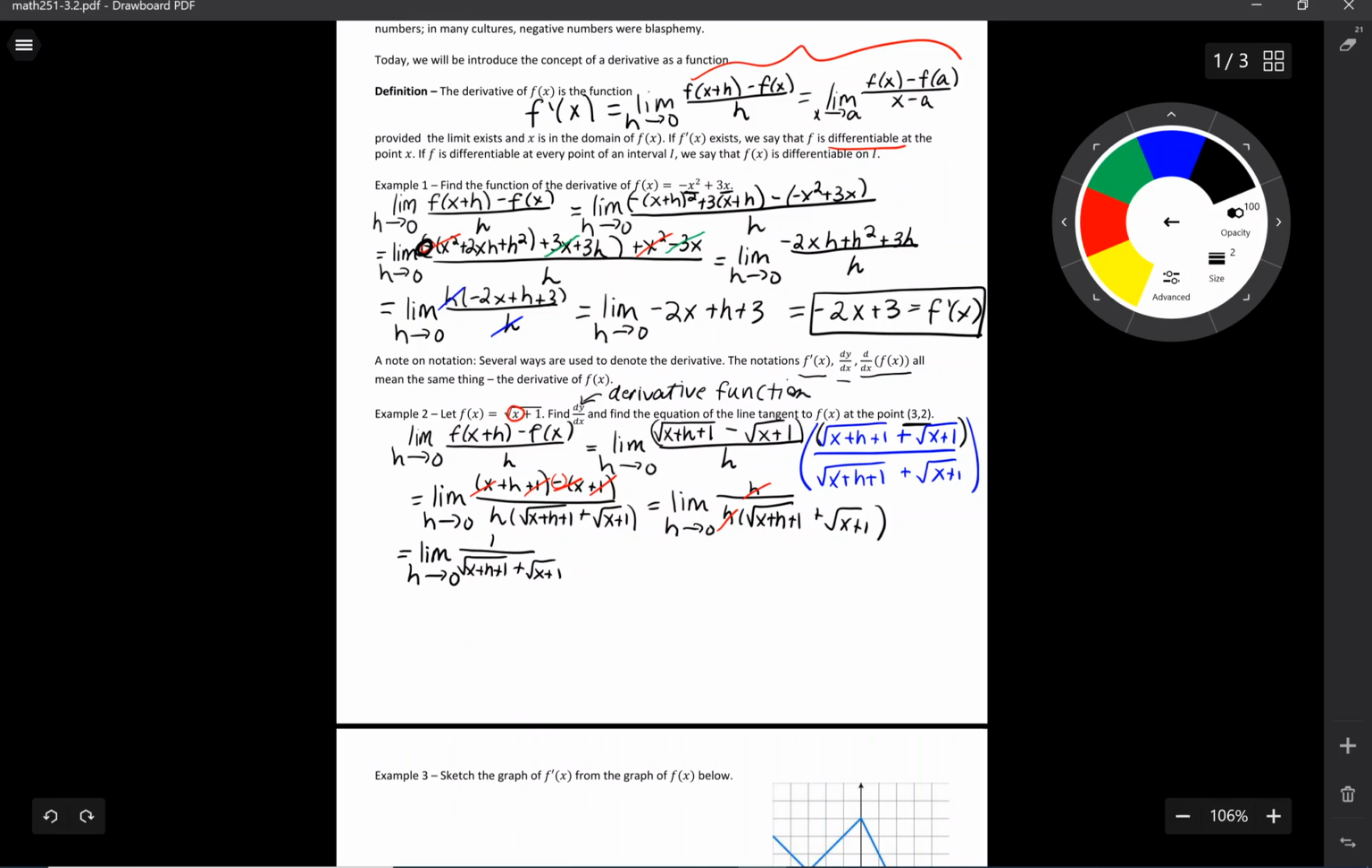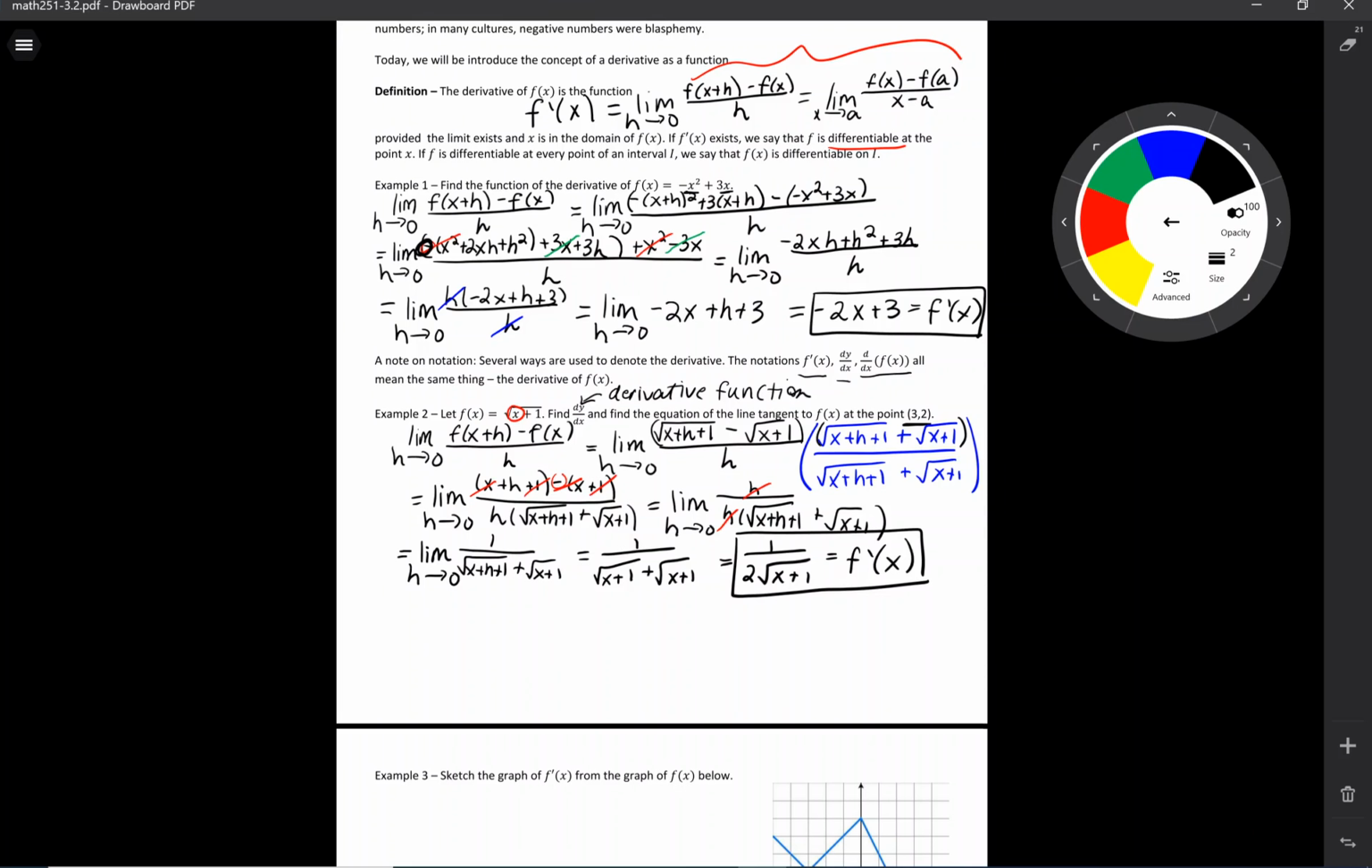And now when I plug in h equals 0 in the denominator, I no longer get 0 in the denominator. So if I plug in h equals 0, this gives me 1 over square root of x plus 1 plus square root of x plus 1, which is the same thing as 1 over 2 times the square root of x plus 1. So this is f prime of x. This is our derivative or our slope at any point on our function f of x equals square root of x plus 1.